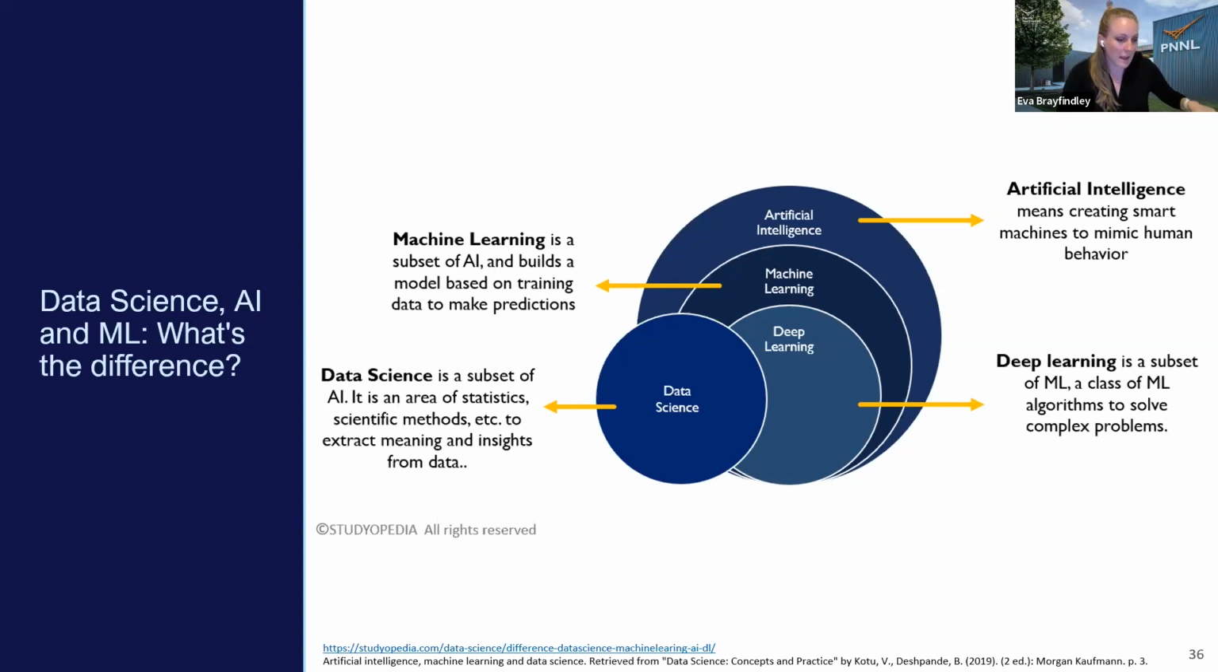Data science, on the other hand, has a little bit of overlap, and then it's also a little bit distinct from all of these things. So that Venn diagram is a little bit off to the side, not quite within these umbrella terms. There are parts of data science that are a subset of AI, but data science also includes lots of statistics, scientific methods, and things like that, with the overall goal to extract meaning and insights from data.